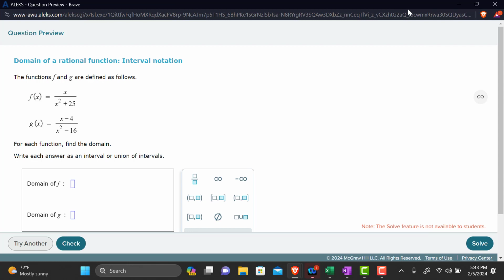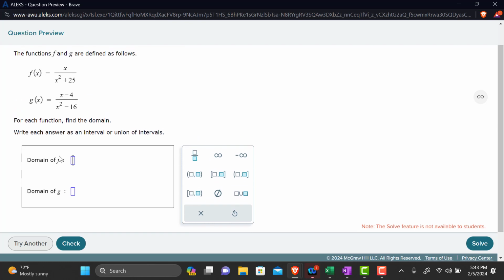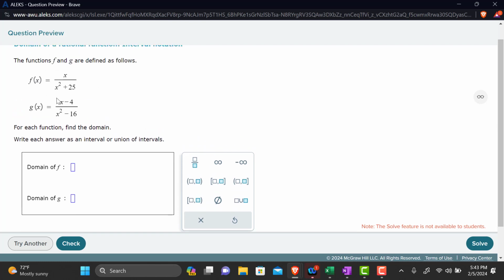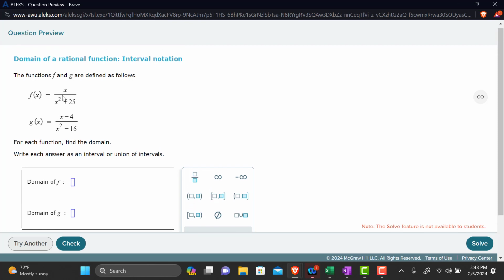Might need to use our whiteboard here. It says the domain of f and the domain of g. Okay, good. These are both what we would call rational functions, meaning it's a function divided by another function. x divided by x squared plus 25, and x minus 4 divided by x squared minus 16. A function divided by a function. So let's do f first.